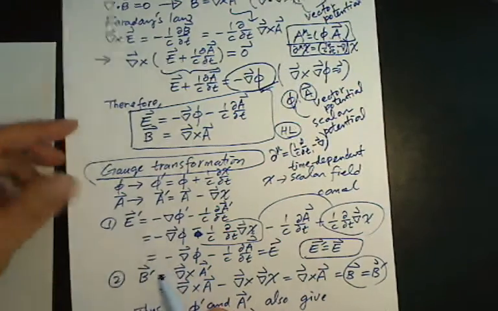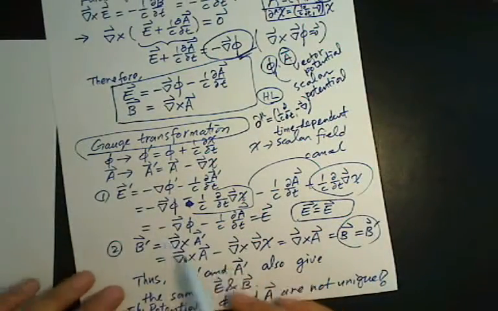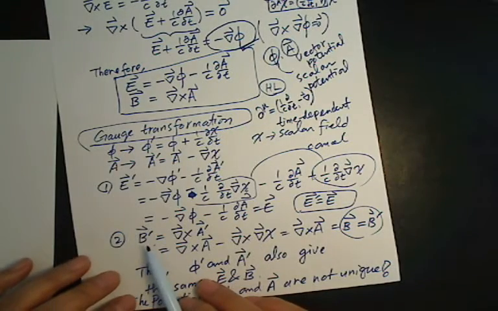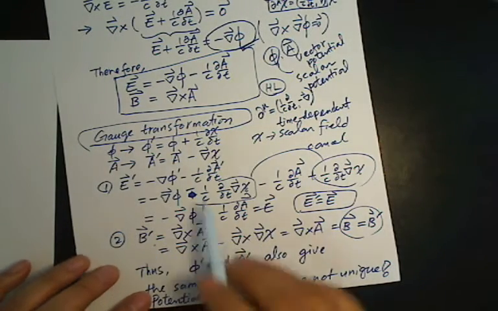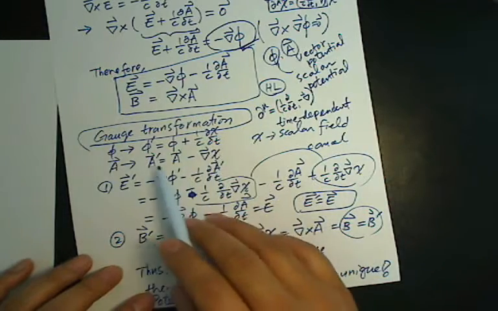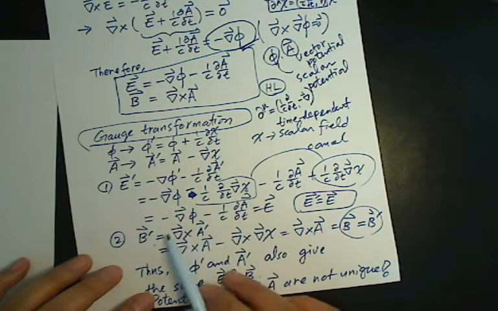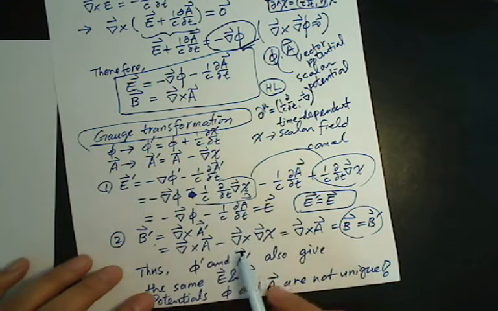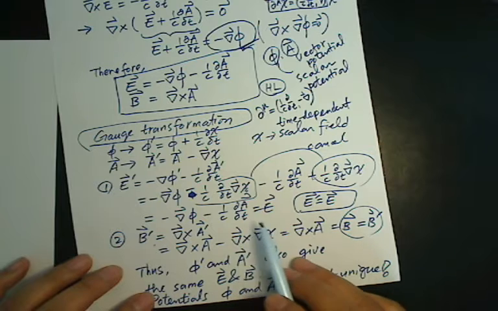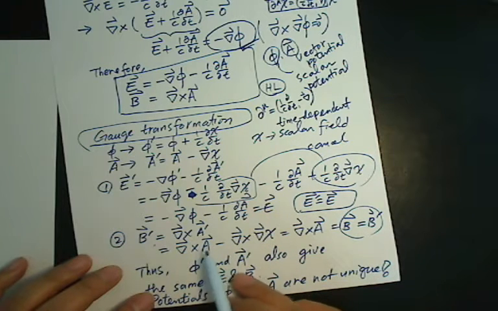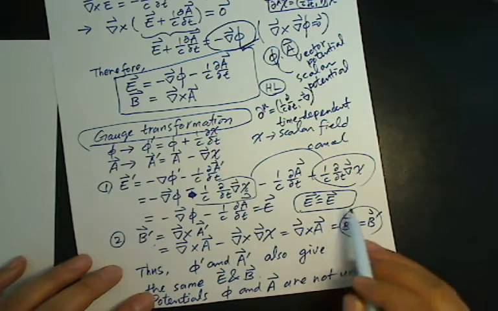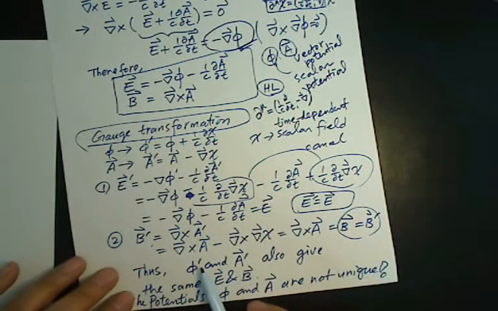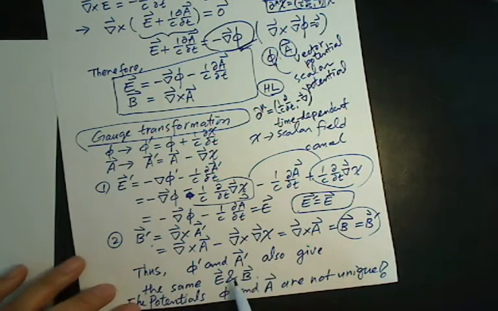In addition, we need to check what happens to the magnetic field. If I substitute A prime in here, I substitute A and minus gradient chi. The curl of minus gradient chi must always vanish. Therefore, it is curl A, the same as the original value. Thus, phi prime and A prime also give the same electric and magnetic fields.